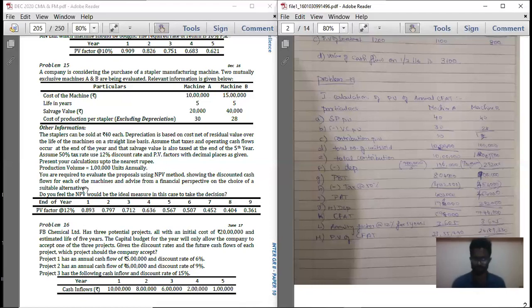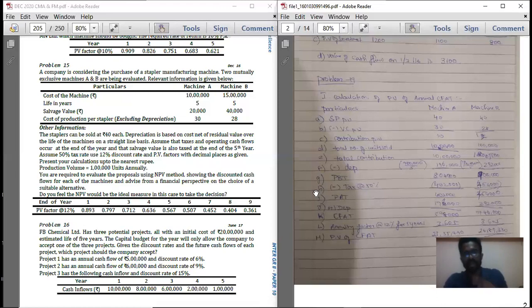Same concept. You should do NPV. First, you should calculate the revenue. You should deduct total cost. You will get PBT. You should deduct tax. You will get PAT. On that, add the depreciation. You will get CFAT. On that CFAT, multiply it with the annuity factor. For every year the revenue is same and CFAT will be same. So if you multiply it with the annuity factor of PV factor at the rate of 12% for 5 years, you will get the present value of cash inflow. From that, if you deduct the present value of cash outflow, you will get the NPV for both the projects. As simple as that.